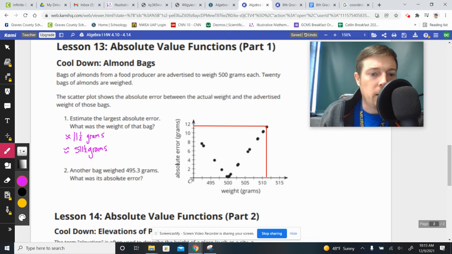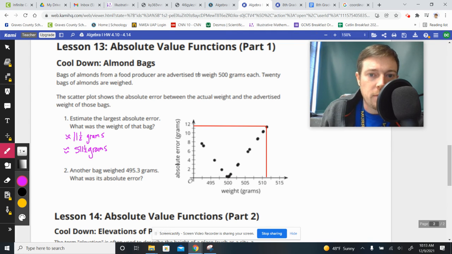All right, another bag weighed 595.3 grams. What was its absolute error? Now, we could look at the graph for that. 593 is going to be right around in here and try to find out where that would land on this line. Or we can just simply do the subtraction, right?